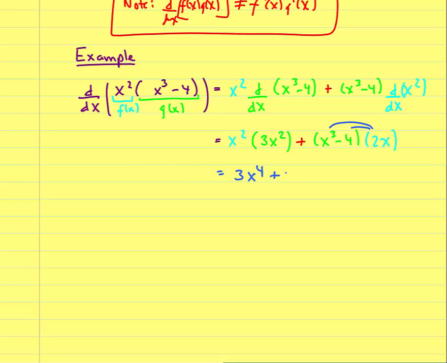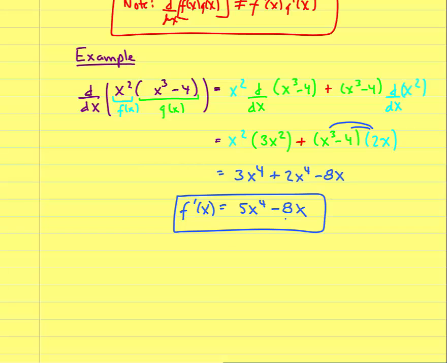So I'll have plus 2x to the 4th minus 8x. Now it looks like I can combine some like terms here. So I'll have 3 plus 2 is 5x to the fourth minus 8x. So this is my derivative. We could call it y prime, f prime of x. That's my derivative. This is the slope of the tangent line at any point along the curve.